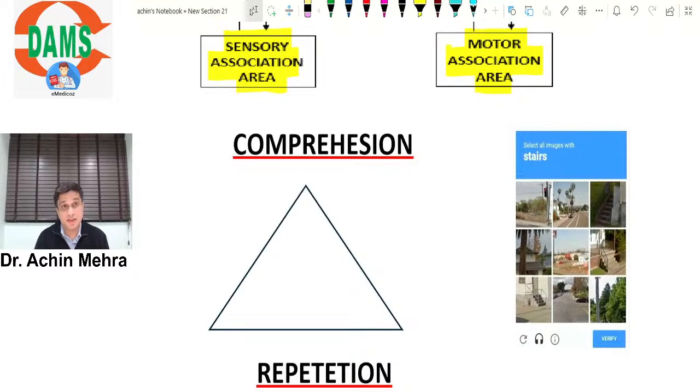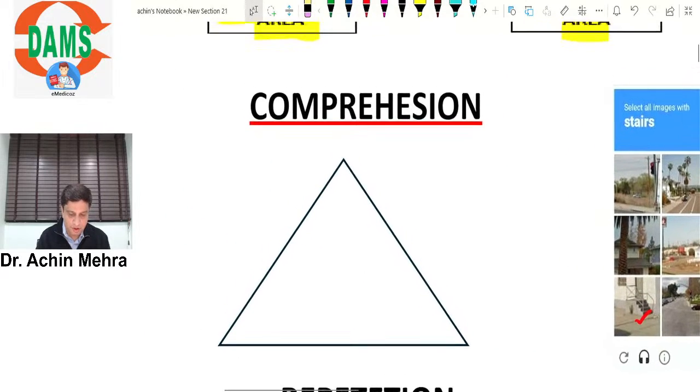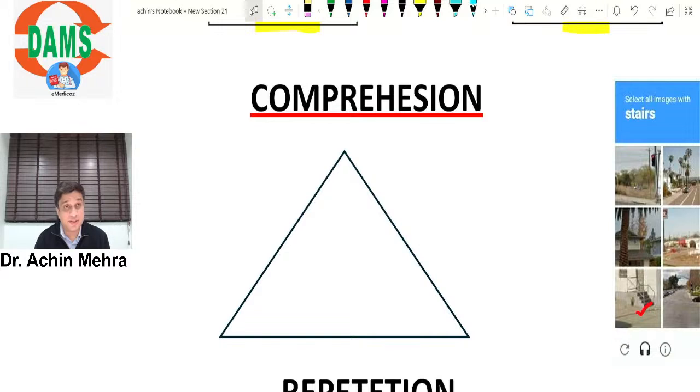The first variable through which we understand aphasia is comprehension, the ability to understand something. For example, if I give you this command, select all the images which contain stairs within it. So you're going to see this one, and this one. Maybe these two poles can be a stair for climbing somewhere else, but it's not a stair. Rest all you can see are the trees and the road. So you see, you understand, and you mark it properly. For comprehension, please remember, we always have an area to understand something. That is the Wernicke's area.